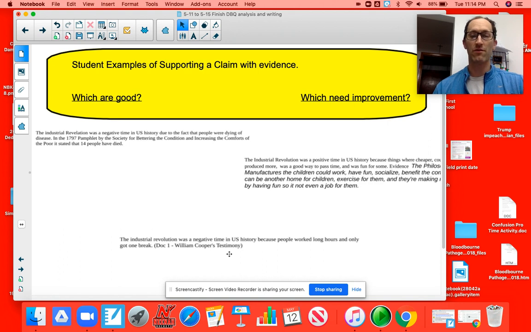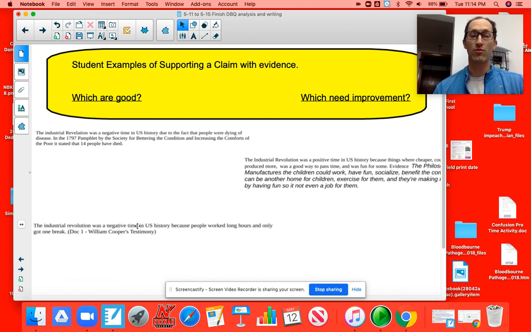Last one, the Industrial Revolution was a negative time in U.S. history because people worked long hours and only got one break. This is pretty good, even though it's very short. We got a good citation. We got a very specific detail about how work was long and they only got one break. So I'd move that over here.